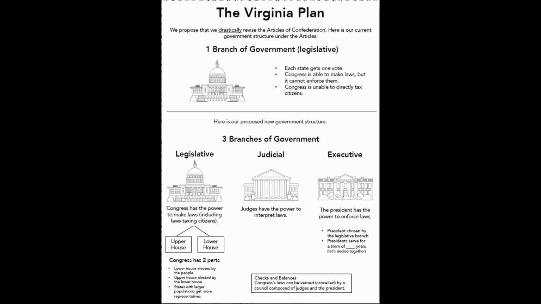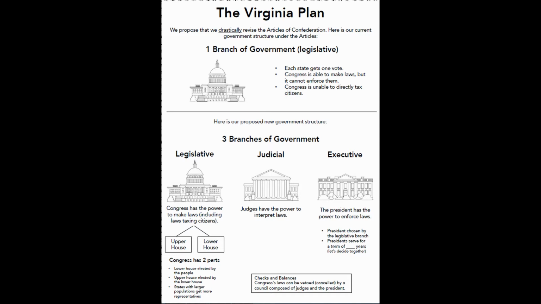Okay, now right now we have one branch of government, which is legislative. Each state gets one vote. Congress is able to make laws, but it cannot enforce them, and Congress is unable to directly tax citizens. And just like we talked about in class, it means that the federal government is very weak and the states have all the power. And since you have 13 different states and none of them can agree on anything, nothing is going to get done. So some smart people came up with a proposal and they called it the Virginia plan.